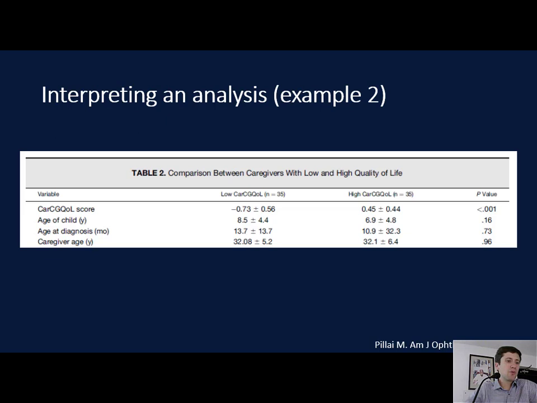And what we wanted to know was whether low caregiver quality of life and high caregiver quality of life differed by, or I should say, whether mean age of the child, age at diagnosis, and caregiver age varied depending on whether or not they were in this low category or high category. And we just split the data in half and said we have 70 data points. Let's take the 35 high data points and call them high, the 35 low data points, call them low. Is the age of children different between the low and the high? So what test do you use?